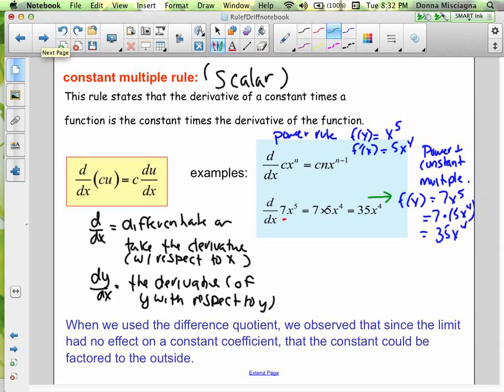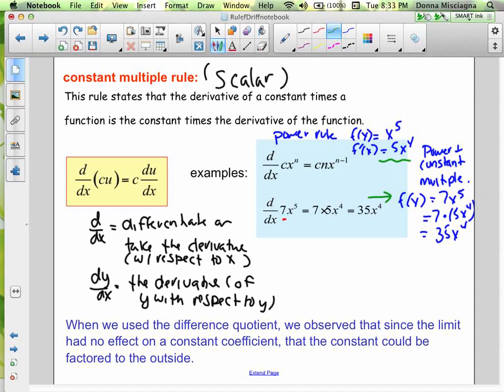And so the derivative of x to the 5th, of course, is 5x to the 4th. And so 7 times 5x to the 4th is going to give us 35x to the 4th. Right? So when we use the difference quotient, we're going to look at it one more time though. We observed that since the limit had no effect on a constant coefficient, the constant can be factored on the outside. And we'll look at a problem like that.